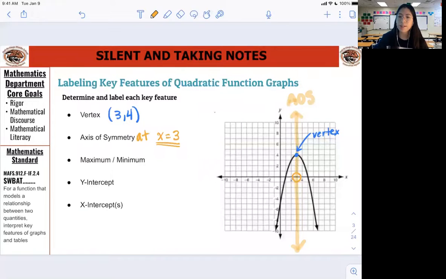Do I have questions on axis of symmetry? I'm giving you the opportunity now. So don't go back and say that you don't know how to do it when I'm giving you the chance to ask your questions right now. No questions.